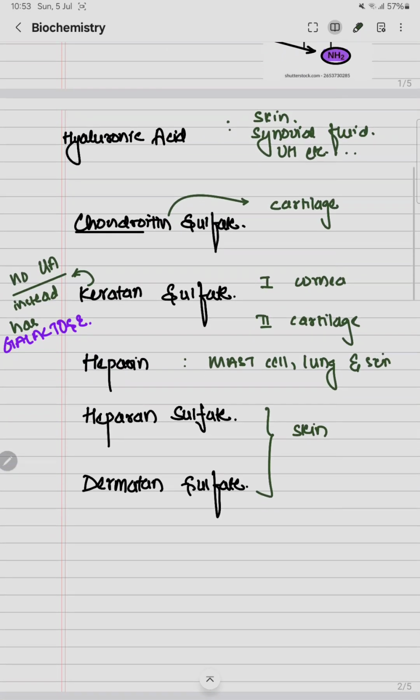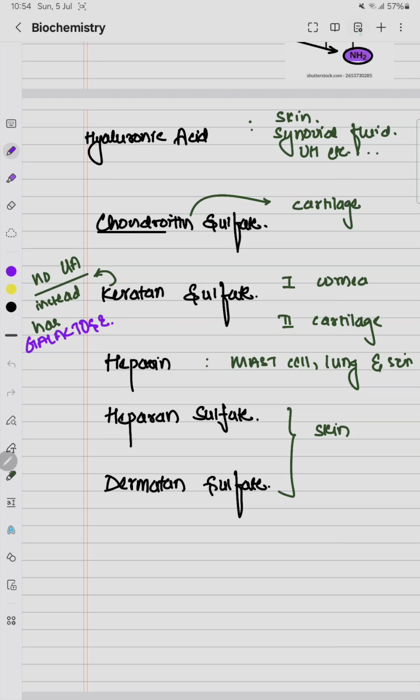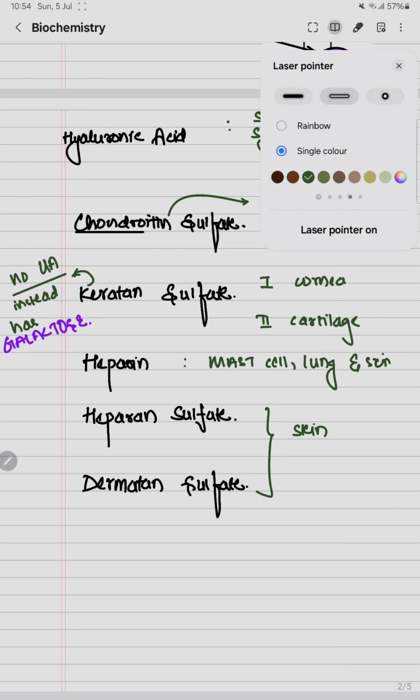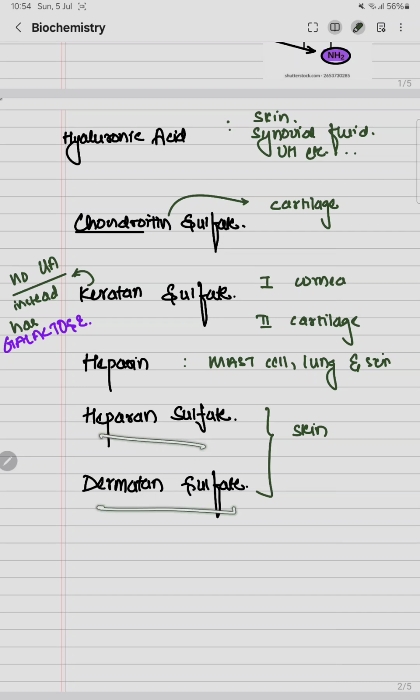Now these are some examples of your mucopolysaccharides. Mucopolysaccharides and GAGs are the same thing and can be used interchangeably. Okay, now hyaluronic acid, chondroitin sulfate, keratan sulfate, heparan sulfate and dermatan sulfate. Now hyaluronic acid is the principal GAG in the body. All these GAGs form a part of your extracellular matrix or ground matrix and provide strong structural integrity.